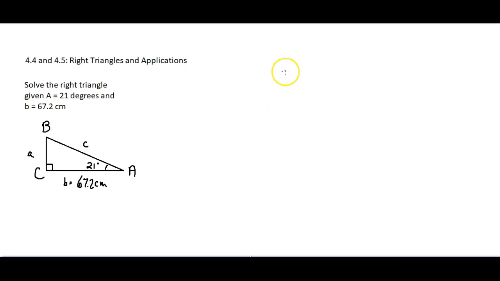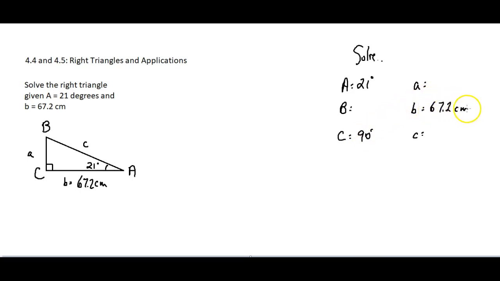Now, in order to solve, we want to have angle A, angle B, angle C, side A, side B, and side C. So some of this information is given. You have to know something about it. We know that angle A is 21 degrees. We know that angle C is 90 degrees. And we're given that side B is 67.2 centimeters. So this makes it clear we are looking for angle B, side A, and side C.